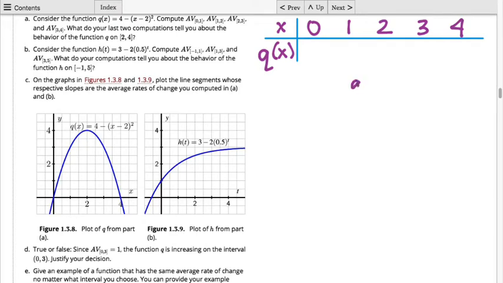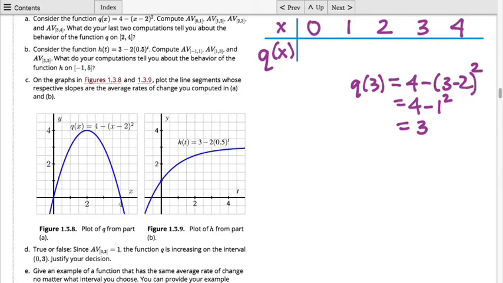For example, q of 3 is 4 minus the quantity 3 minus 2 squared. And so we do out that arithmetic. 3 minus 2 is 1. 4 minus 1 squared is 3. And so we get a 3 here. I'm going to try again to use colors to keep us straight on what's what here. And so if you get that whole table of data first, then you can treat this problem just like the previous problem that we did and get your average rates of change out of that table of data.